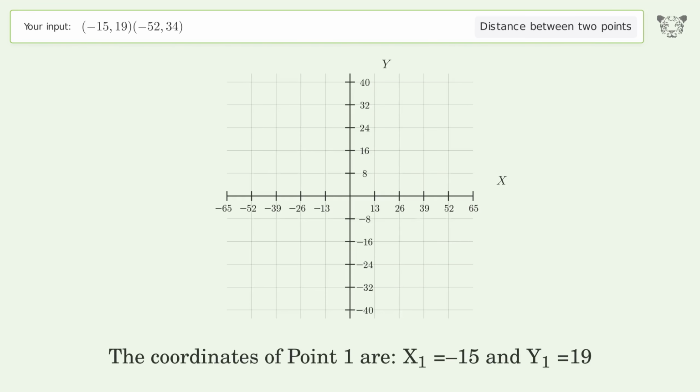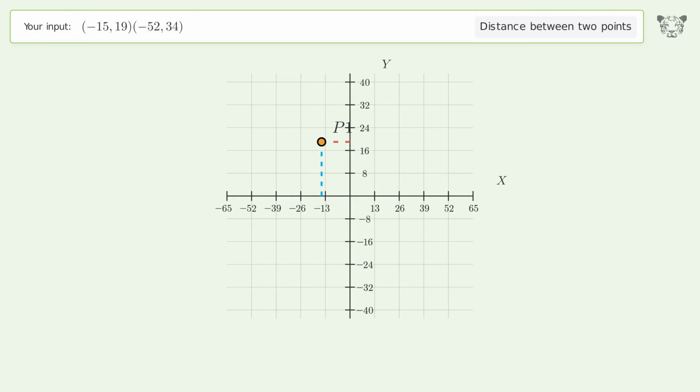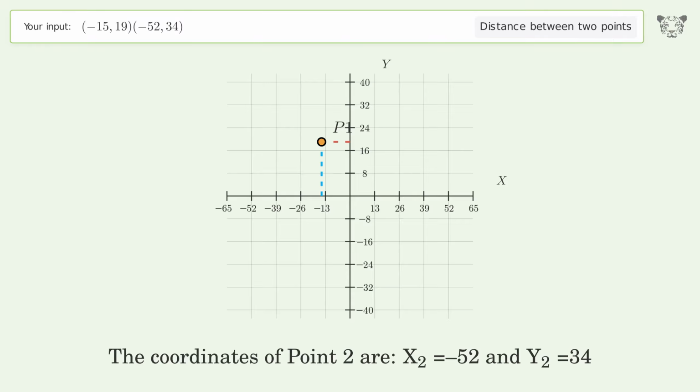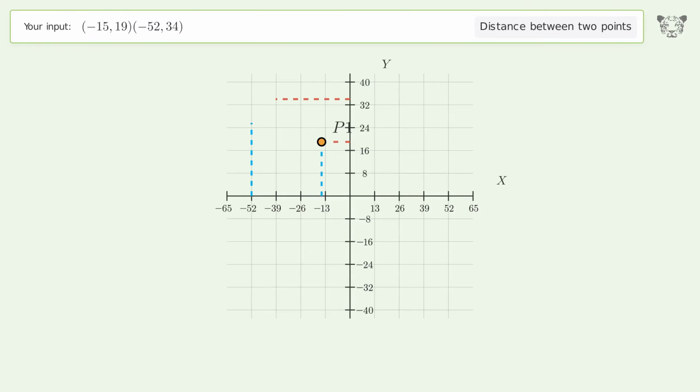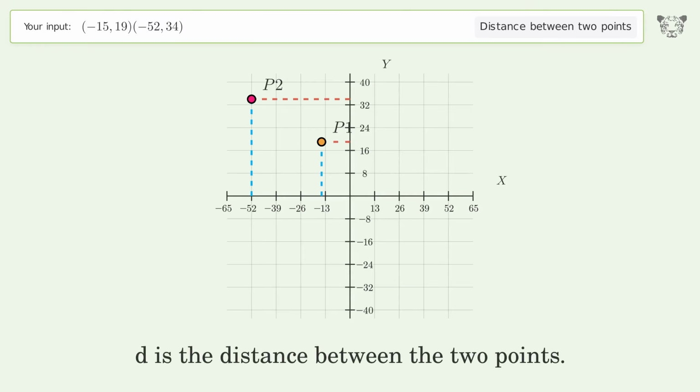The coordinates of point 1 are, x1 equals -15 and y1 equals 19. The coordinates of point 2 are, x2 equals -52 and y2 equals 34. D is the distance between the 2 points.